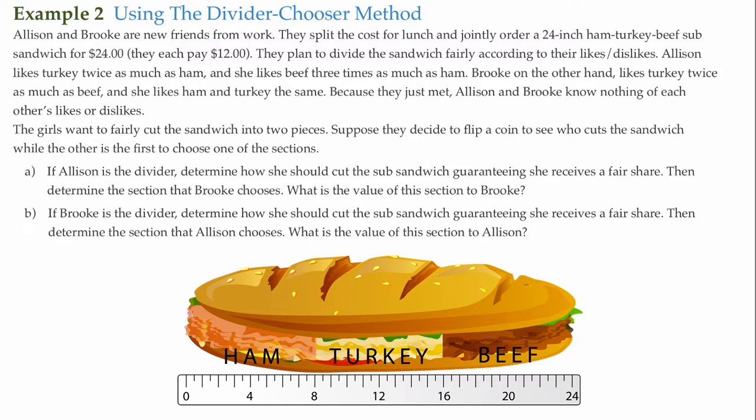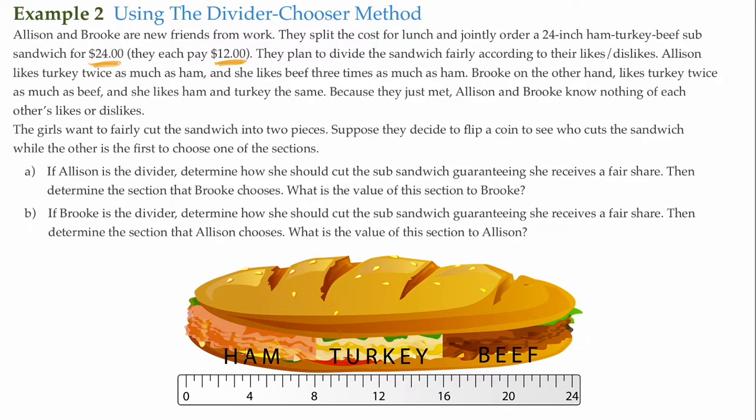So before we continue, let's just point out a few things. The sandwich is worth $24. And since it's worth $24, they're both going to pitch in $12. They're just going to split the cost. Also, we have this graphic down here. You could see this ham, turkey, and beef sub sandwich here.